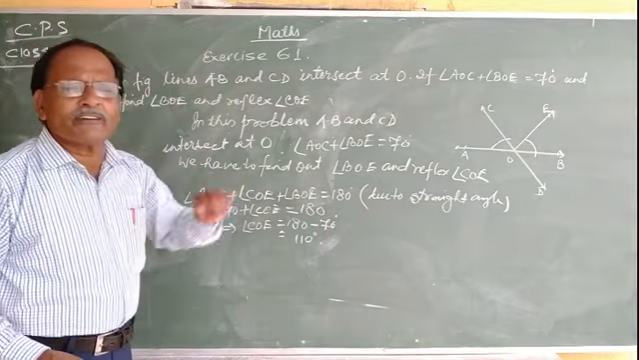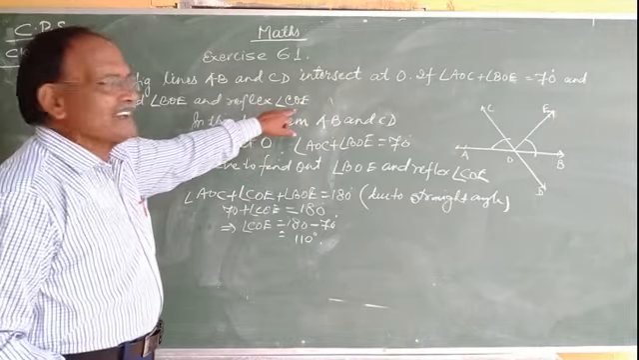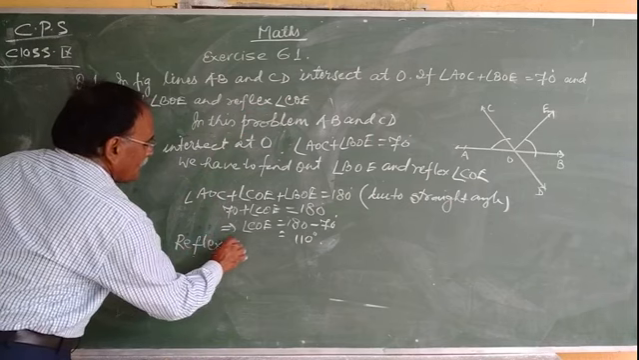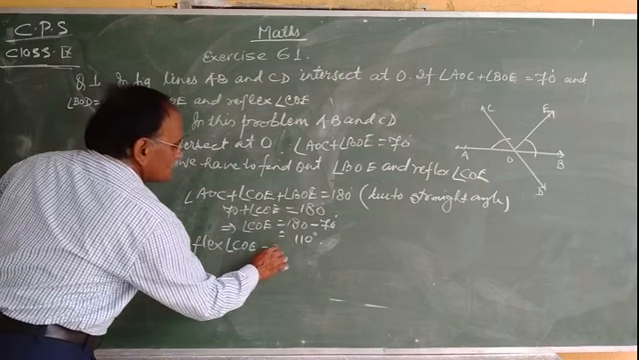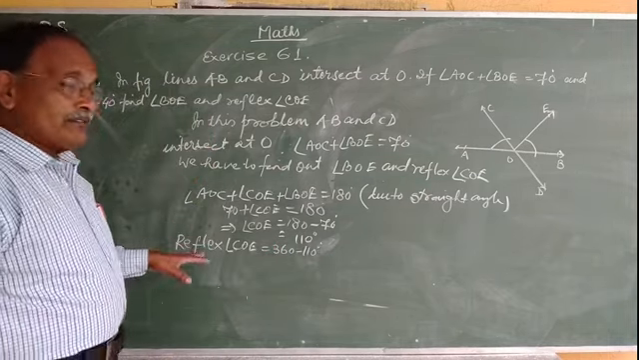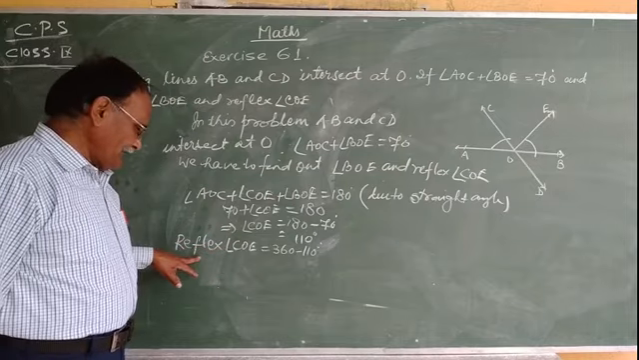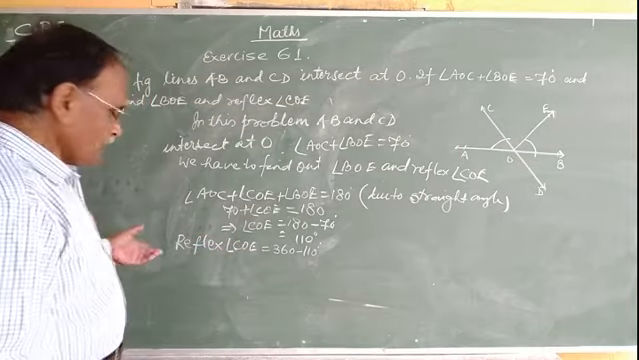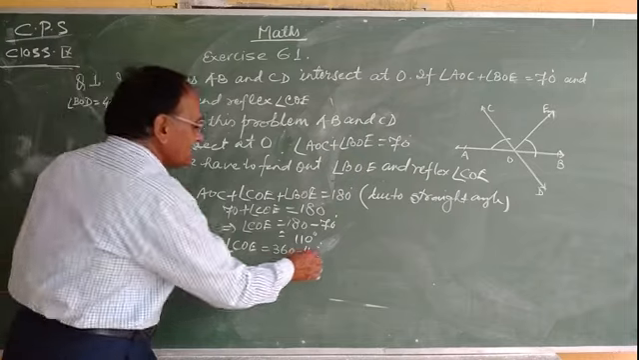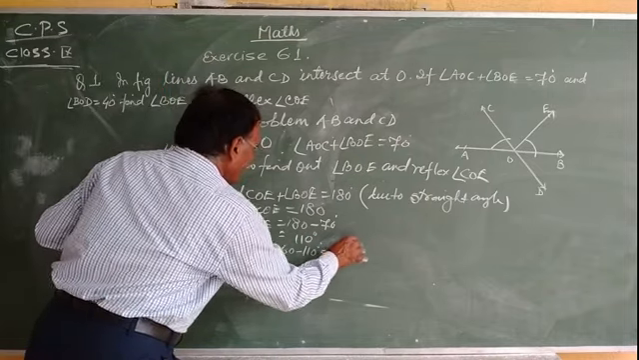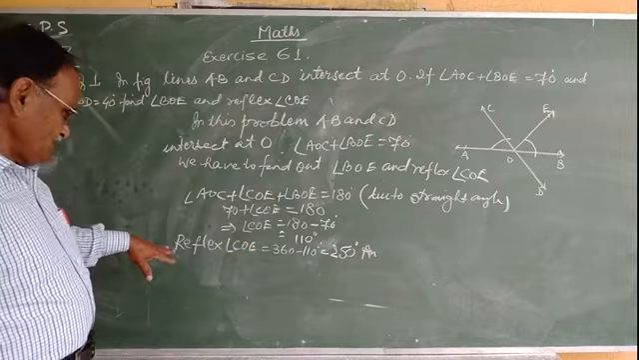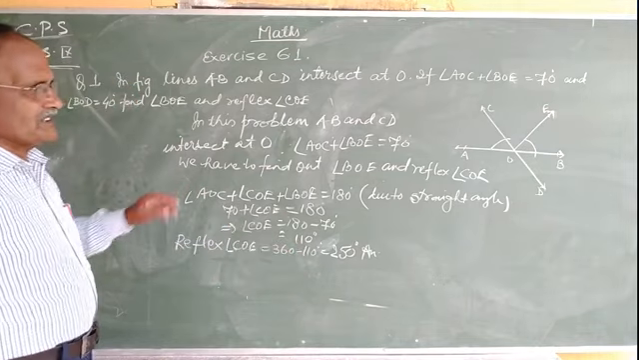This is the measurement of COE, but we have to find out the reflex angle COE. So reflex angle COE is equal to 360 minus 110. As I have taught you before, to find the reflex angle, we subtract the given angle from 360 degrees. This is 250 degrees. This is one of the answers, because reflex angle COE is 250 degrees.